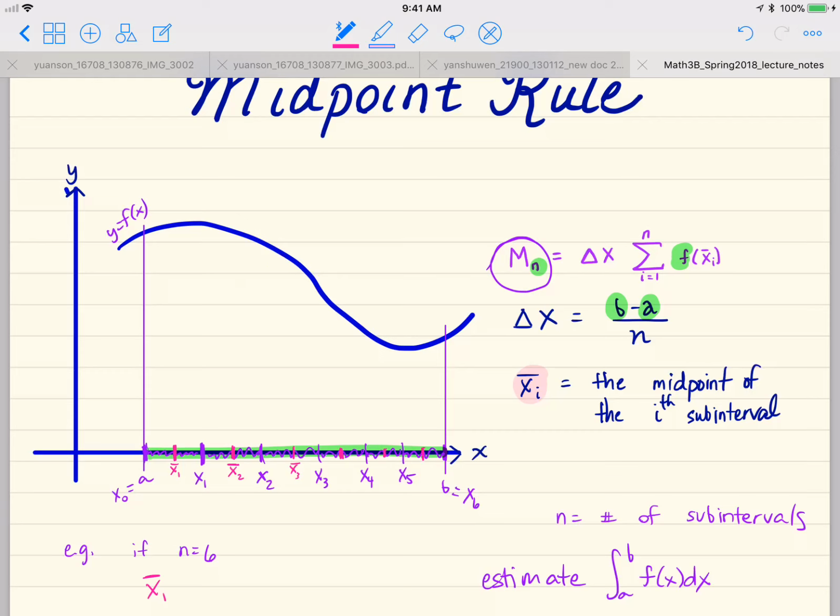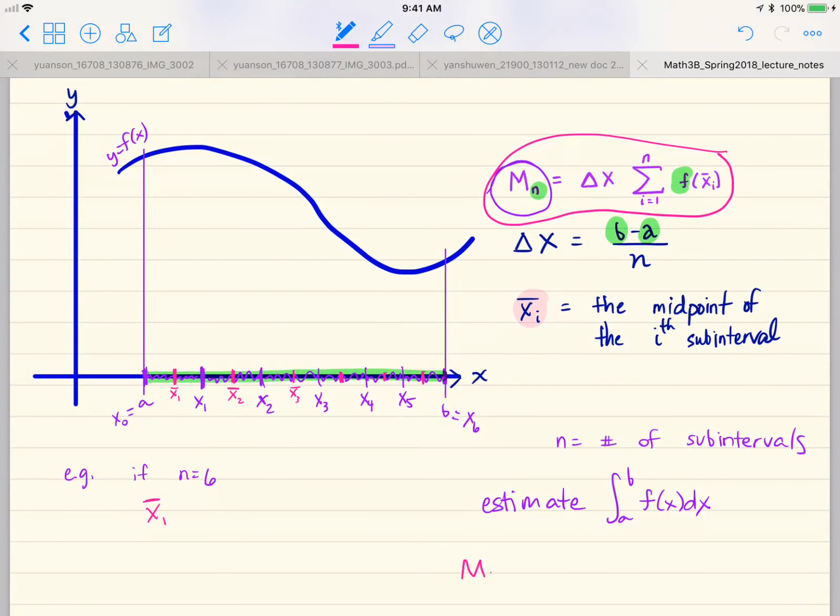So here's what this formula means. Remember, this m sub n is supposed to estimate this integral from a to b of f of x dx, right? So here's how it does it. Essentially what we're doing is taking the midpoint of each subinterval and using that to estimate the area. So we'd have something like this.